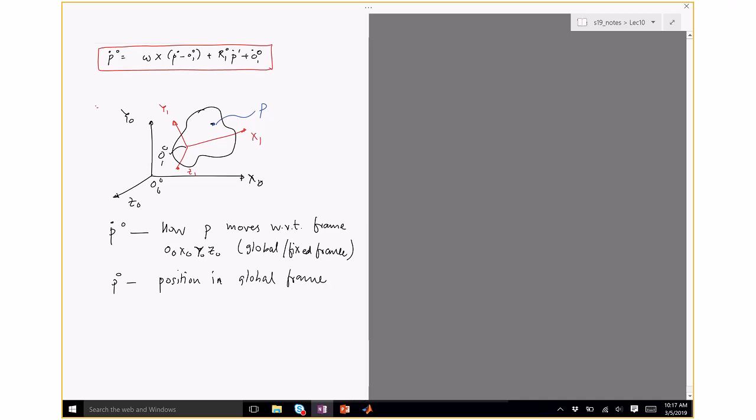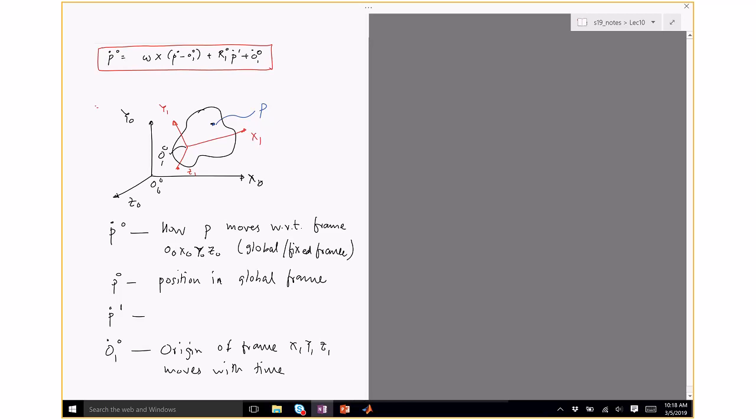Okay, now we're left with two more things here: P dot 1 and O dot 1 with respect to 0. So O dot 1 with respect to 0 is kind of obvious, that it's basically how the origin of that coordinate frame x1, y1, z1 moves with time. And what is kind of tricky is this part, P dot 1.